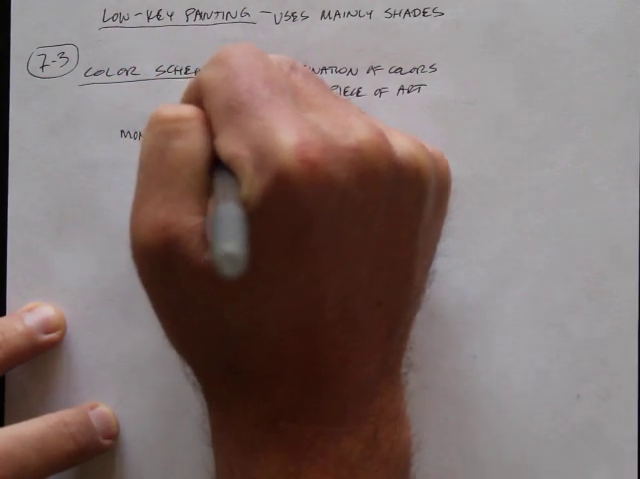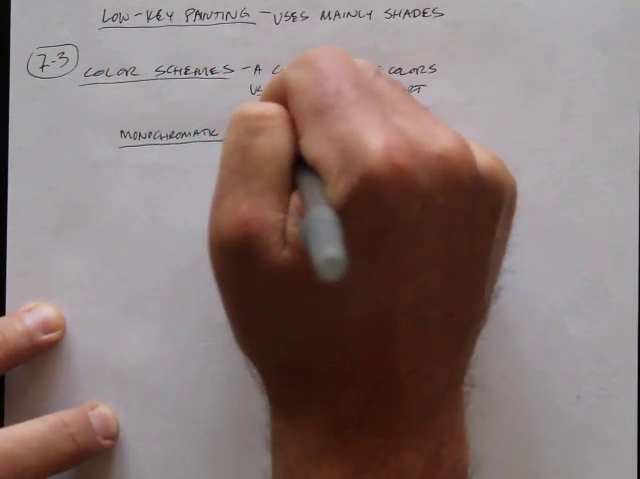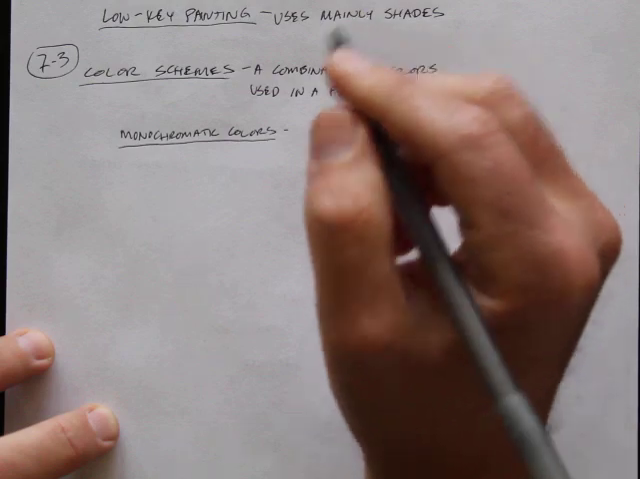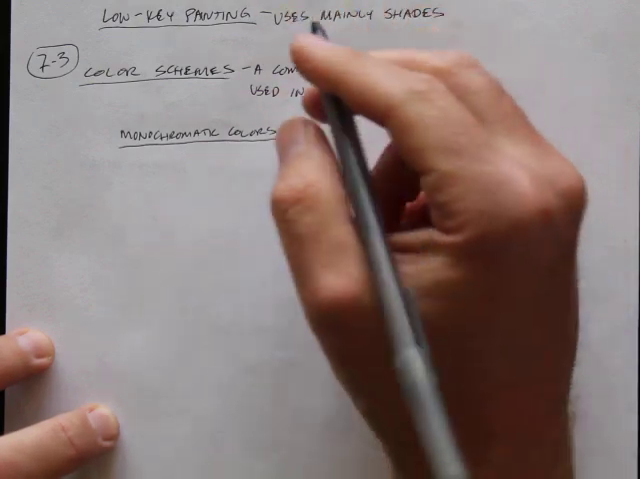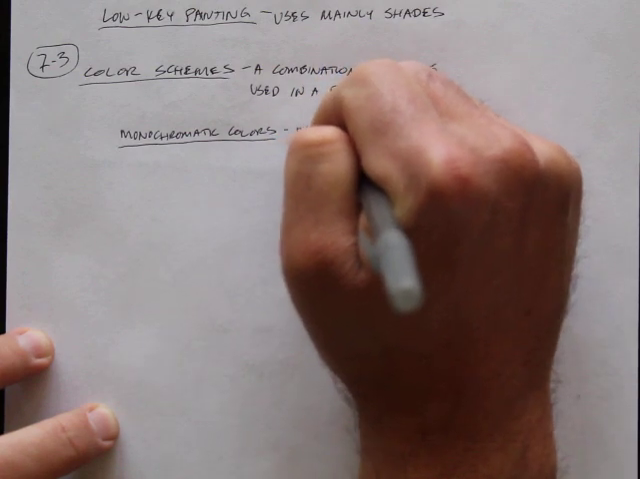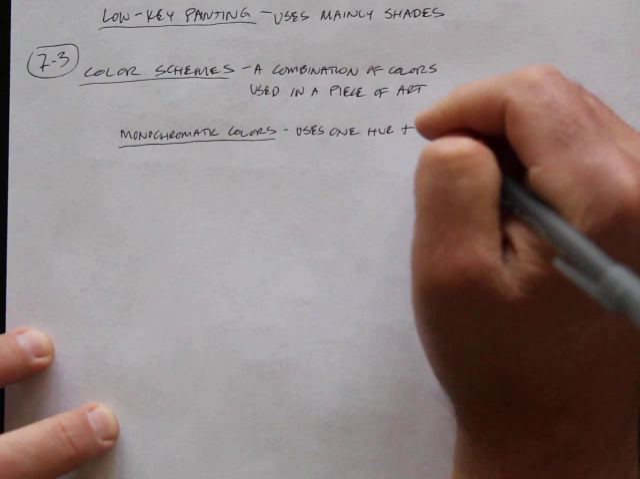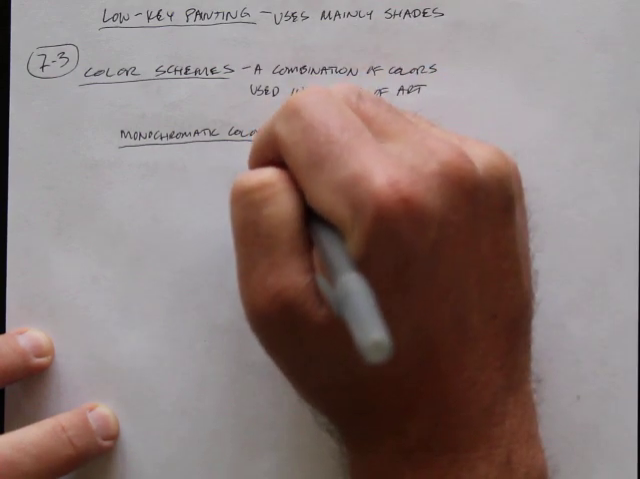Monochromatic. And what this means is it uses one hue and tints and shades of that hue. So they only use one hue and the tints and shades of that hue.